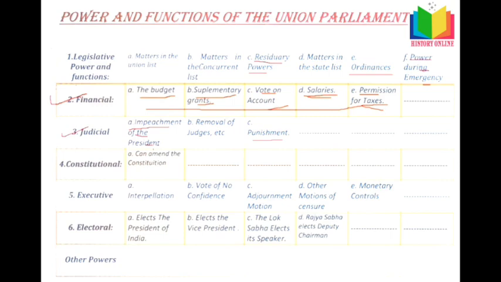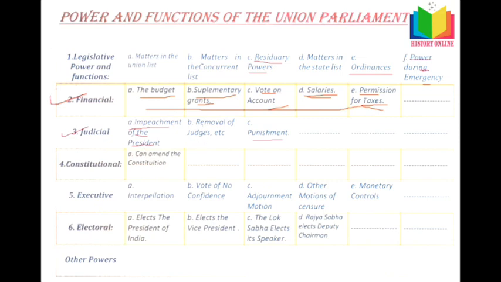The resolution for the impeachment of the president may be introduced either in the Lok Sabha or in the Rajya Sabha. In each house, the resolution must be supported by a majority of 2/3 of the total membership of the house. If the other house also finds the president guilty, the president will be impeached from his office. So the Parliament has the power to impeach the president if the president is found guilty of violating the rules of our constitution.